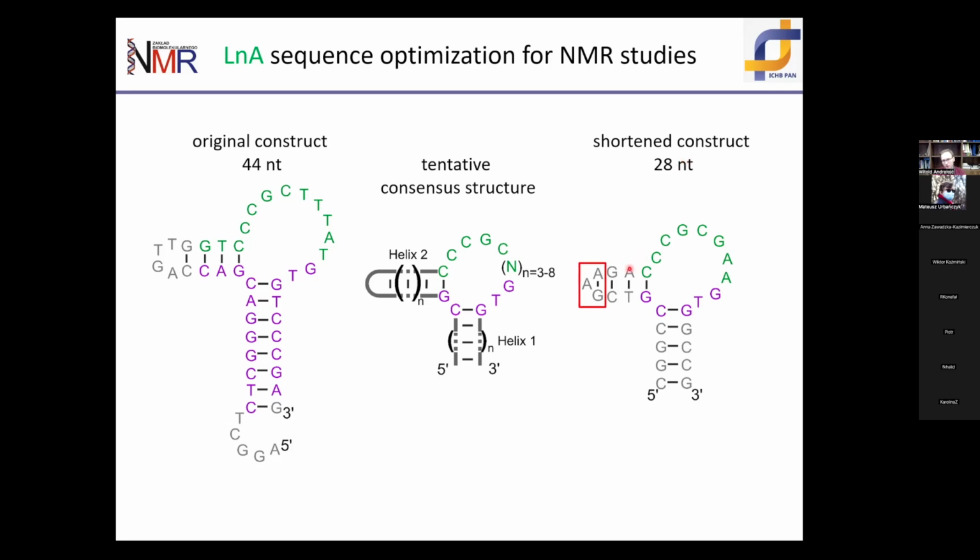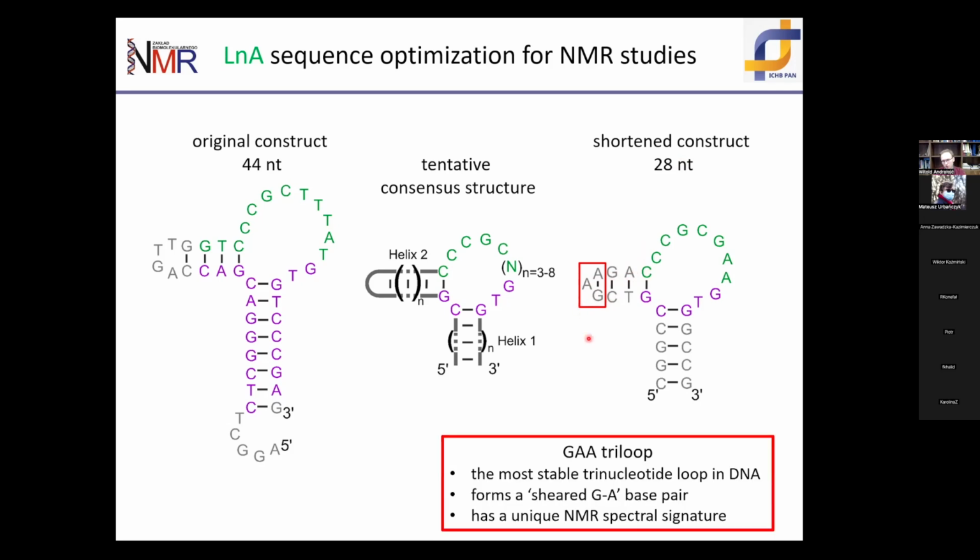One thing we introduced in order to stabilize a very short helical element was a so-called GAA tri-loop, which is the most stable trinucleotide loop in DNA. So if we put it on a short helix, it actually stabilizes it. And it's also very interesting from the NMR point of view because it forms a sheared GA base pair. So these two bases actually pair, and it has very unique chemical shifts, so it's very easy to spot in an NMR spectrum.